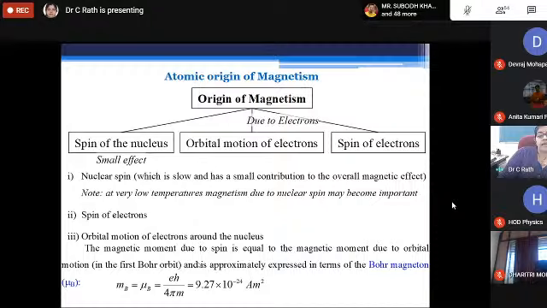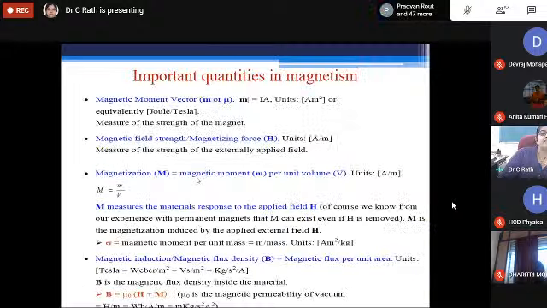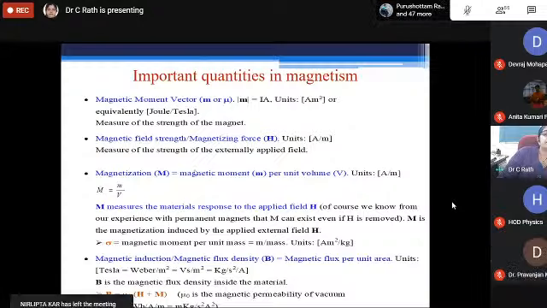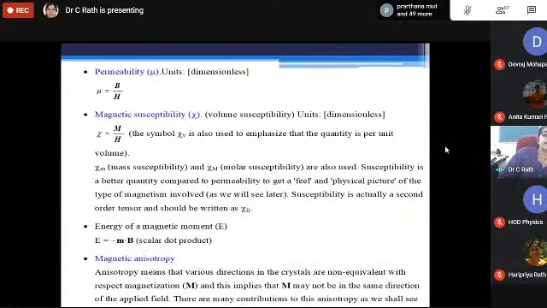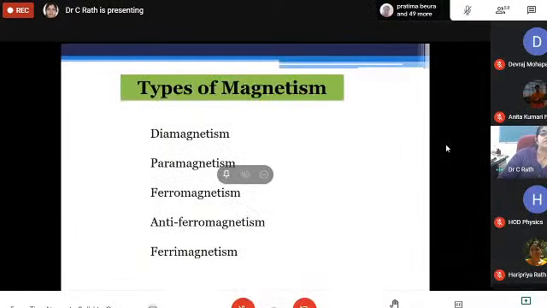So these are the important quantities generally used in magnetism, like magnetic moment, which is a measure of the strength of the magnet. Magnetic field, or magnetic field strength, which you externally apply. And magnetization is another parameter everybody uses when you talk about magnetism, that is magnetic moment per unit volume. That magnetic moment you never compare directly, because magnetization is for unit volume. And then there is magnetic anisotropy.